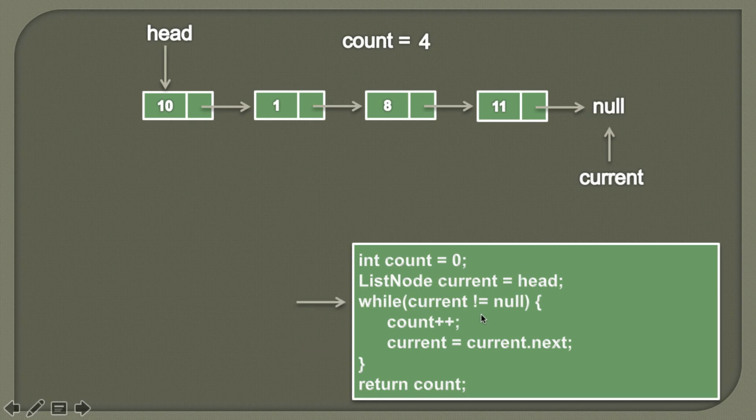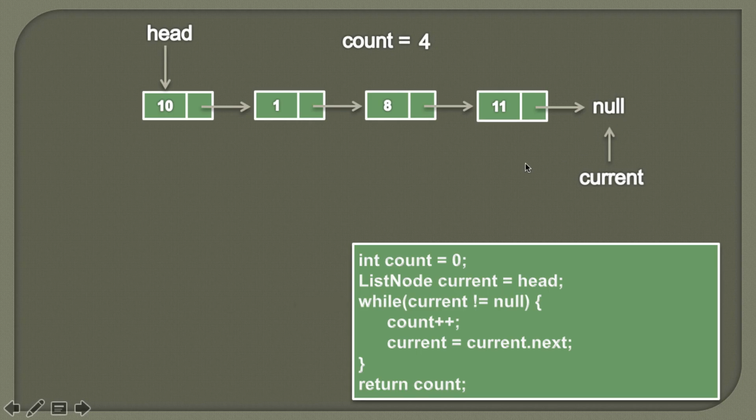We will check whether current is equal to null or not. So here you can see now current is equal to null. Therefore the condition in the while block comes out to be false. And we also know that we have reached the end of the singly linked list. So now there are no more nodes left to be traversed.